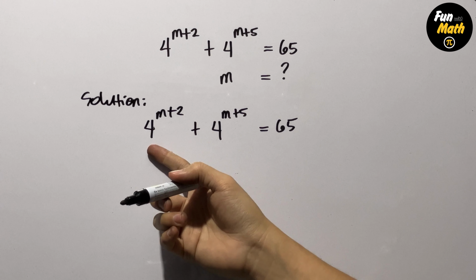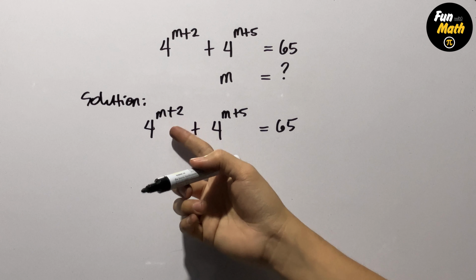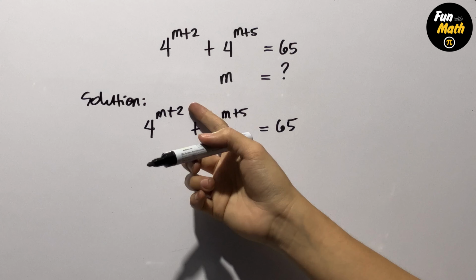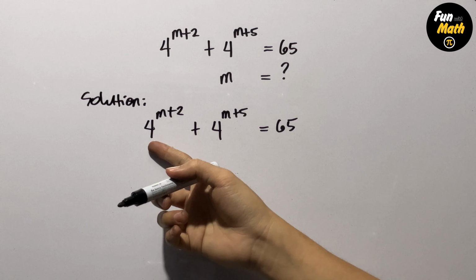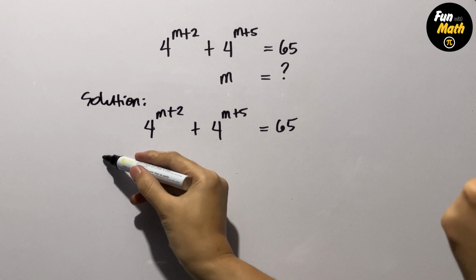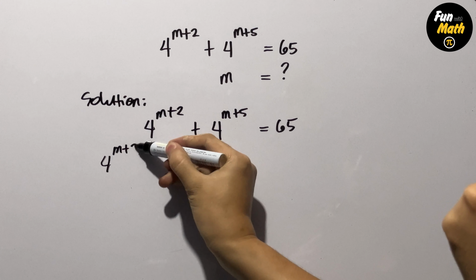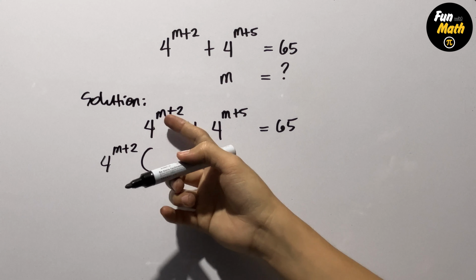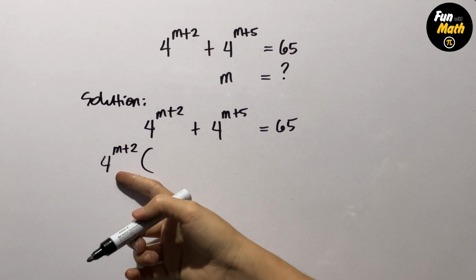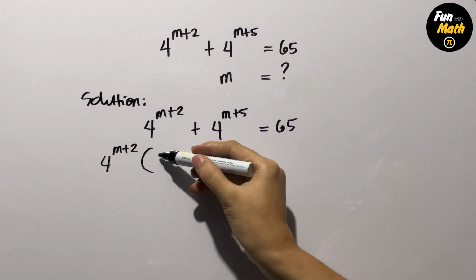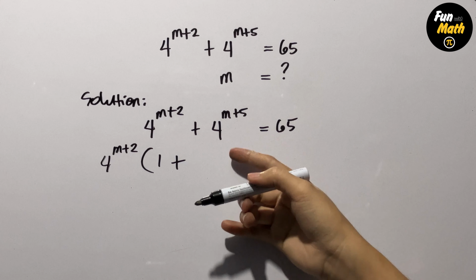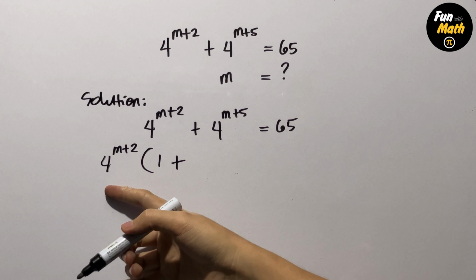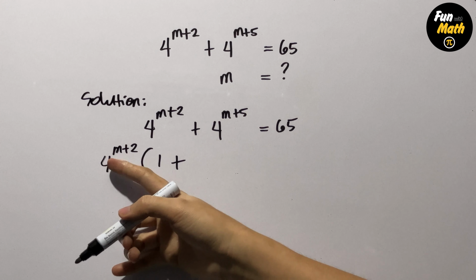Now, which is the lowest exponent here? The lowest exponent would be m plus 2. Therefore, our common is 4 to the power of m plus 2 times 4 to the power of m plus 2 divided by itself, or the common, that is 1, plus 4 to the power of m plus 5 divided by 4 to the power of m plus 2. So we can solve for that.